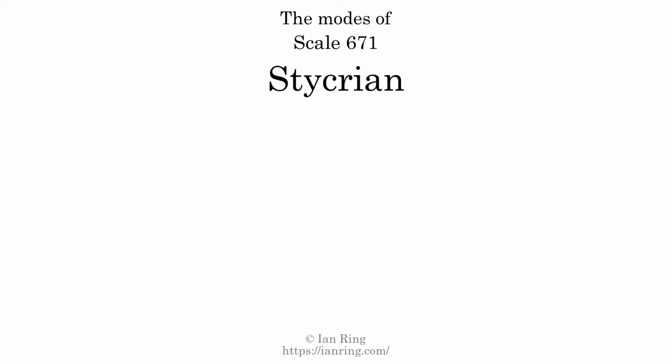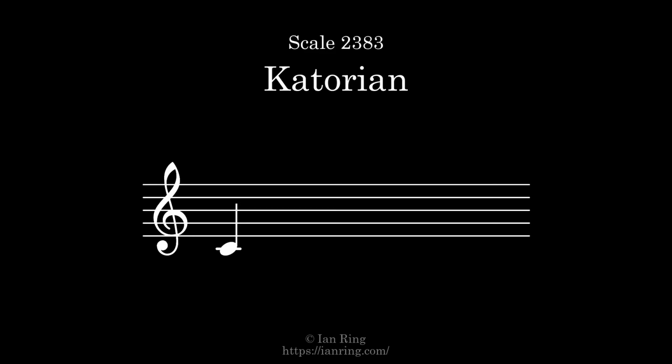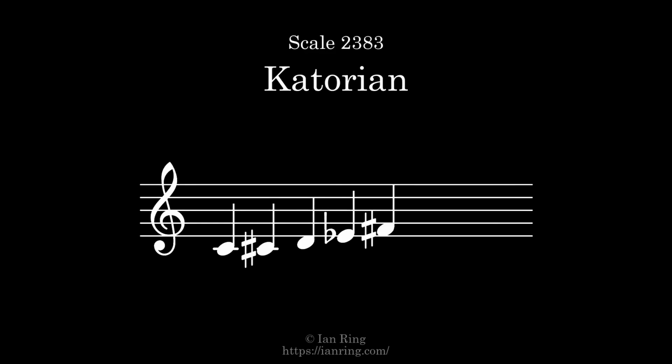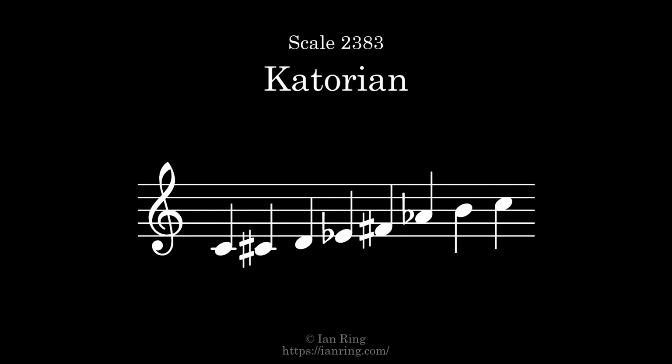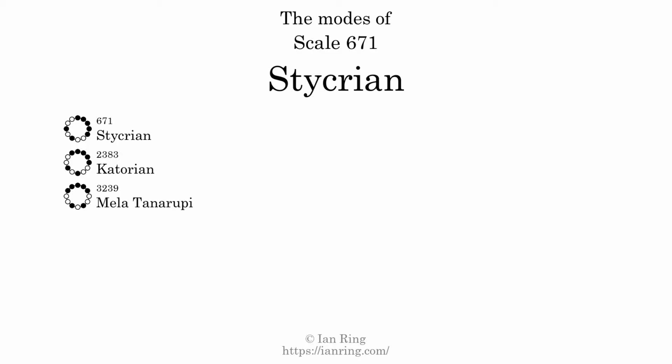This scale has 7 modes. The first mode is itself. The second mode is scale 2383, also known as Heteromorphisms. It sounds like this. The third mode is scale 3239, also known as Milatanarupi. It sounds like this.